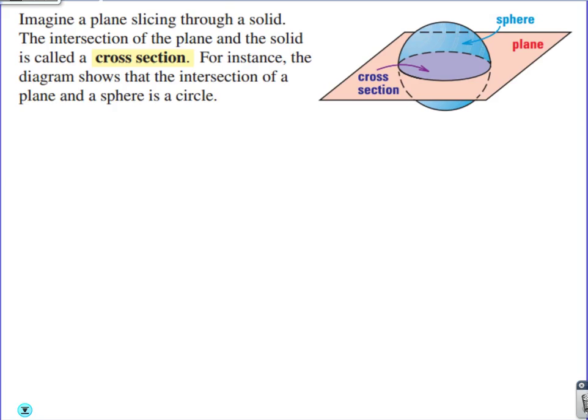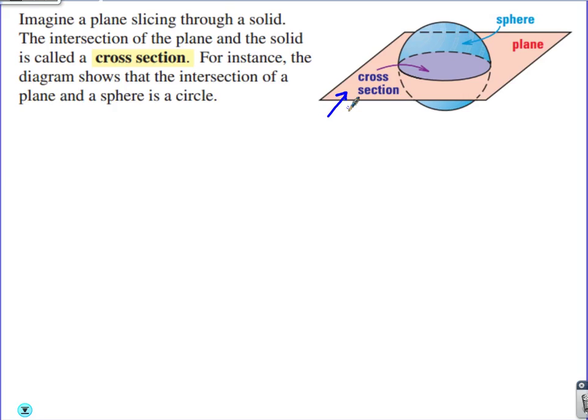Cross sections. This first part of the chapter is pretty much just getting all the vocabulary out of the way. Imagine a plane, not an airplane, but a mathematical plane. Imagine a plane cutting through a shape. The intersection of a plane and a solid is called a cross section. For instance, we see here a cross section of a sphere. The diagram shows the intersection of a plane and a sphere, which is a circle.